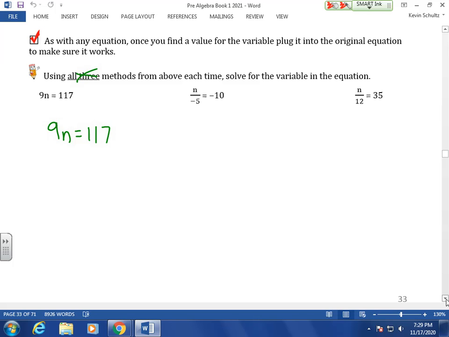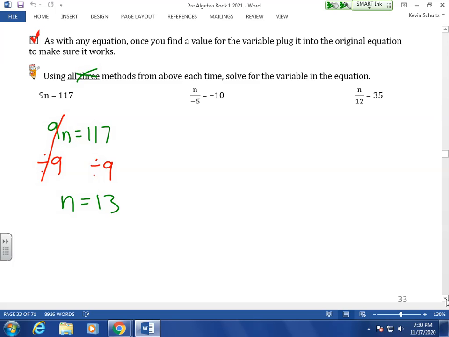So the opposite of multiplying n by 9 is dividing by 9. 9 divided by 9 equals 1, which essentially means that they cancel out because that's what we want. We want to know what 1 n is. And 117 divided by 9 is 13. Quickly check my math on that. Yes. Okay. So 9 times 13 gives us 117.